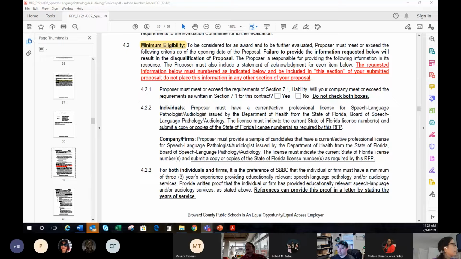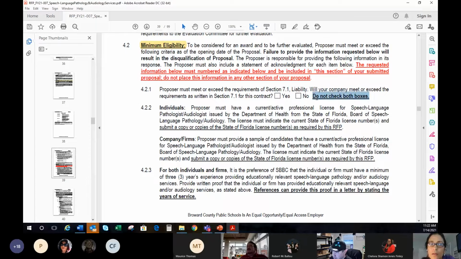Then list 4.2.1. Again, this is the section of liability. Will your company meet or exceed the requirements of section 7.1 for this contract? If you check yes, fine, no problem. But if you check no, your proposal would be rejected because this is a main section of the contract. And I have had this happen before where somebody check marked both boxes. That's a no-no. Do not check both boxes. We want either a yes or no.